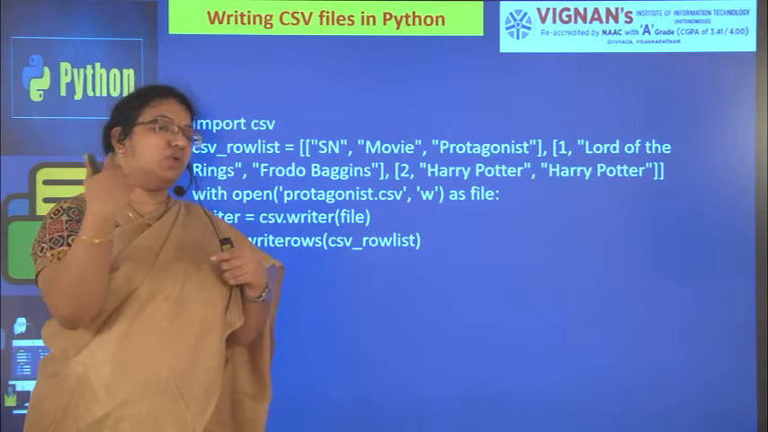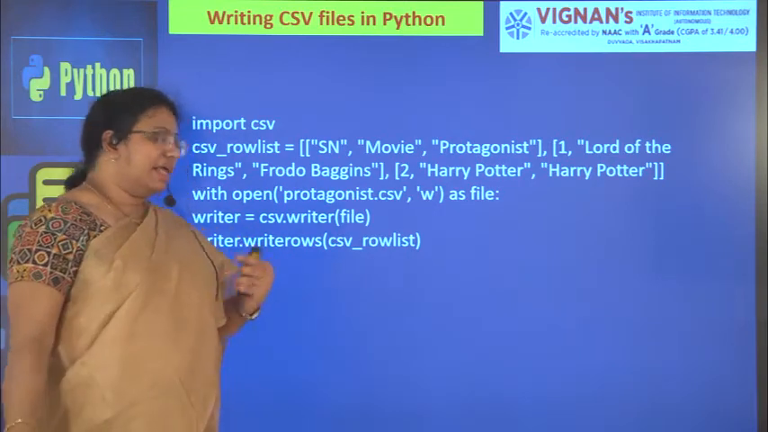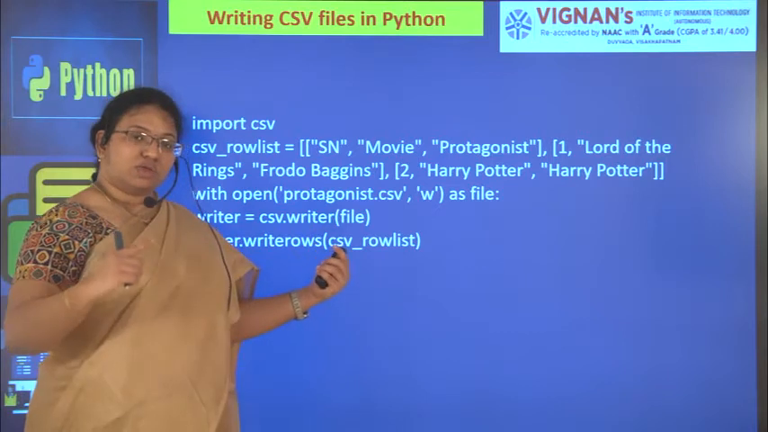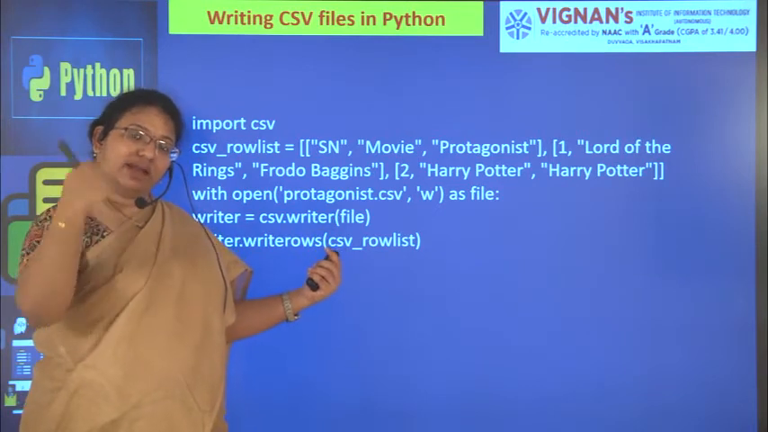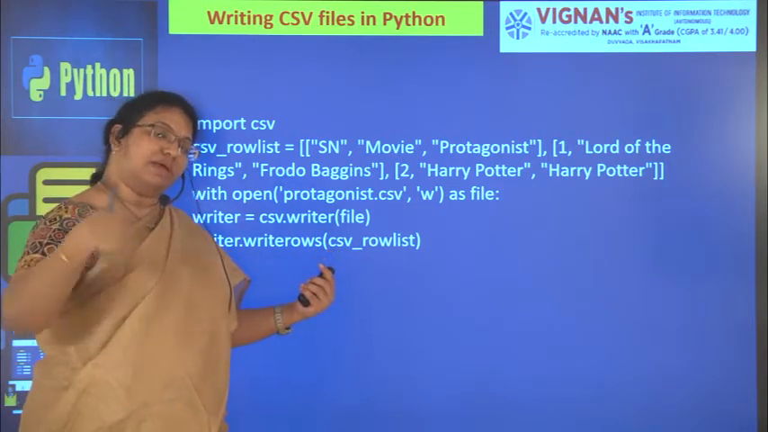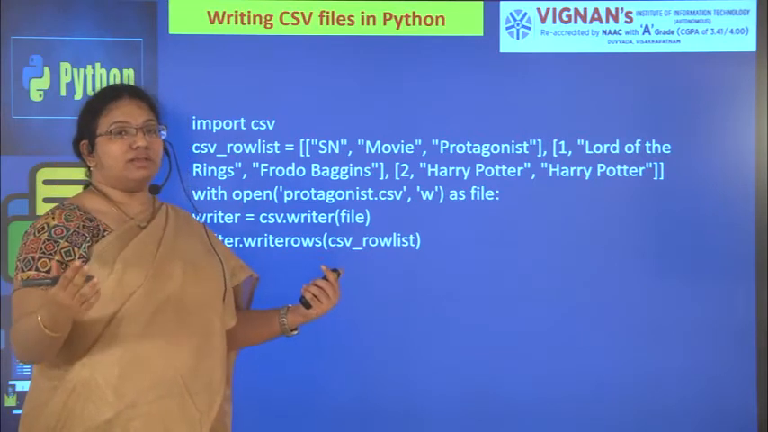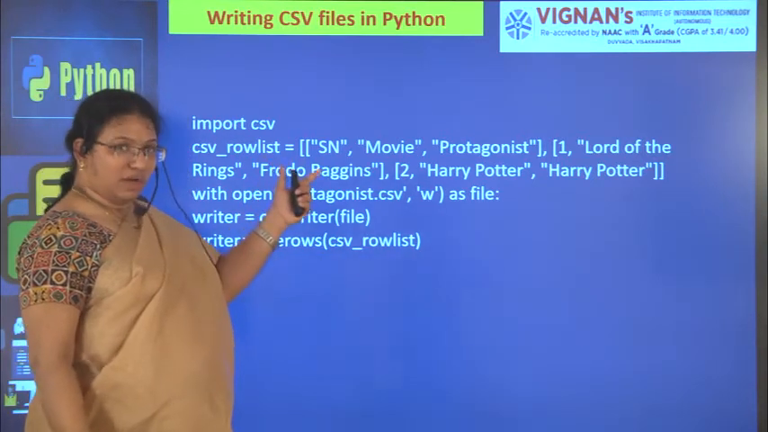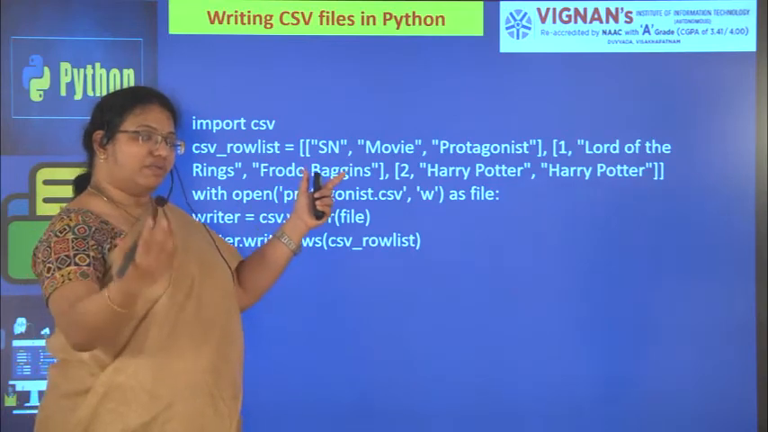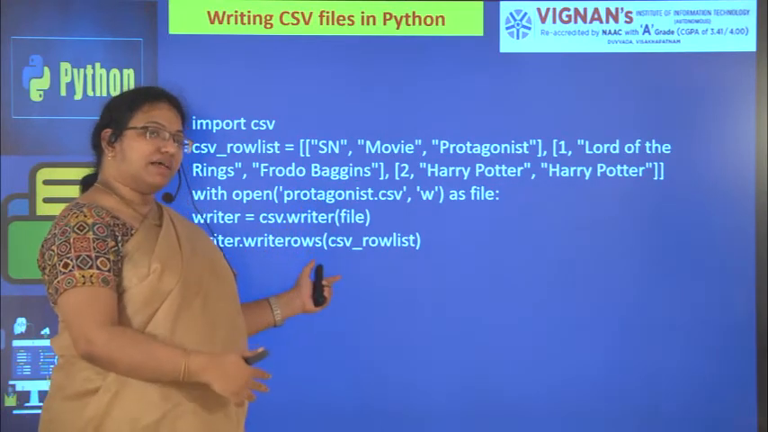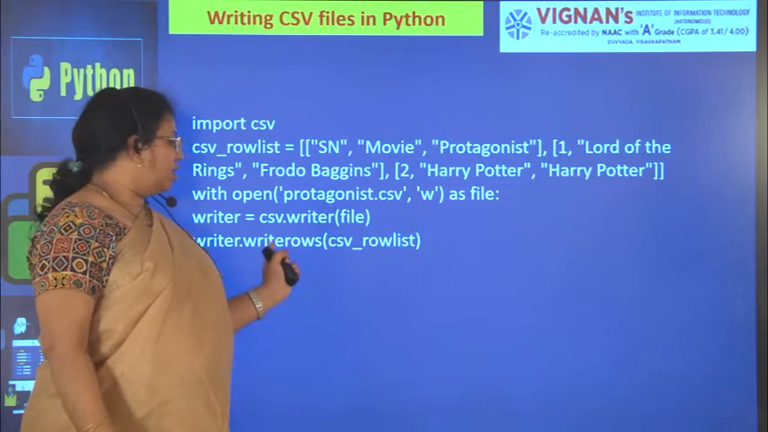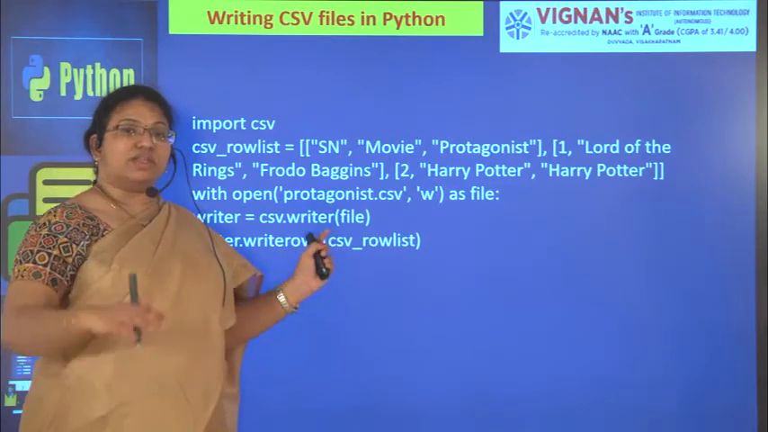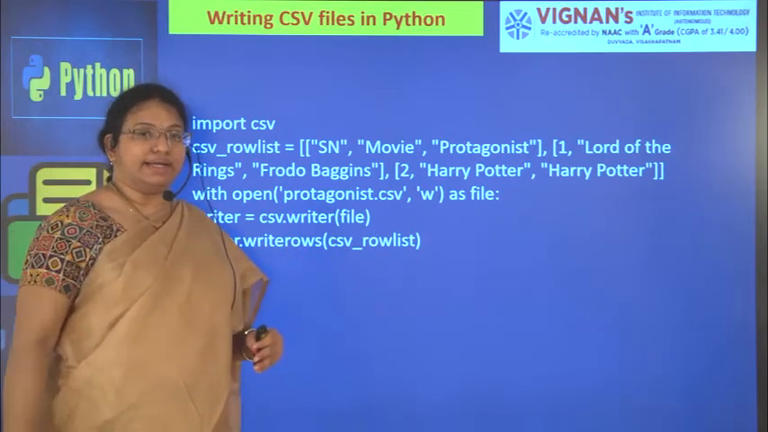Earlier, if you wanted to keep one by one, we used writer.writerow, which can keep only one row, and to keep another row we would write it again. Instead of doing this, you can create a row list, that is data of type list, and pass it to the writer.writerows method, so that you can keep all the data at a time there.